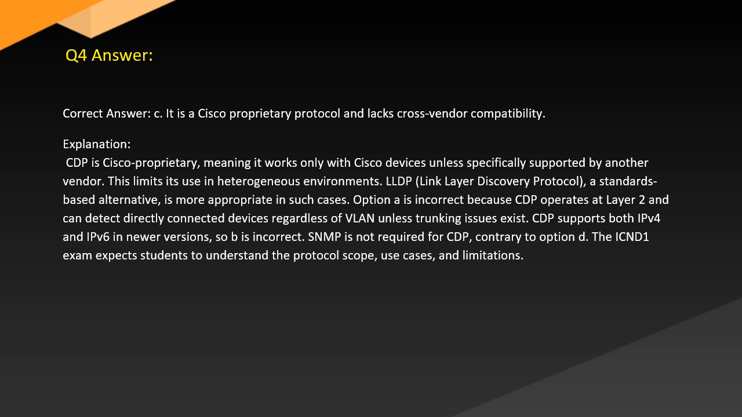Option A is incorrect because CDP operates at Layer 2 and can detect directly connected devices regardless of VLAN unless trunking issues exist. CDP supports both IPv4 and IPv6 in newer versions, so B is incorrect. SNMP is not required for CDP, contrary to option D. The ICND exam expects students to understand the protocol, scope, use cases, and limitations.